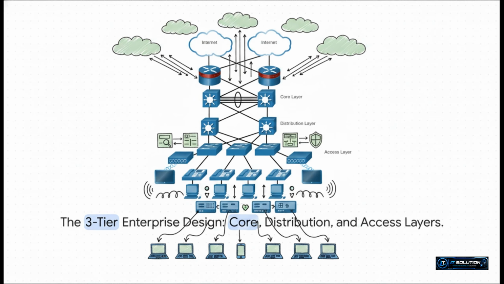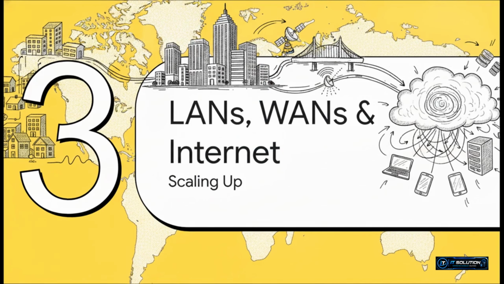And finally, sitting all the way at the top, the core layer. Its only job is pure, unadulterated speed. It functions as the high-speed backbone to move massive amounts of data as fast as physically possible between different distribution switches. All right, Section 3, LANs, WANs, and the Internet.